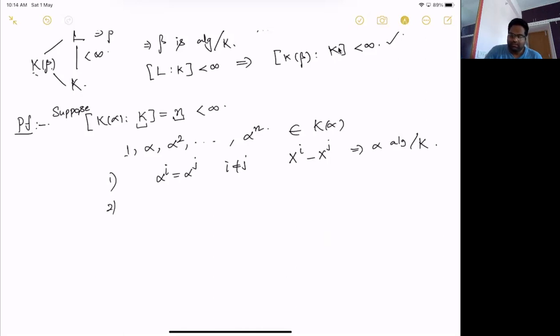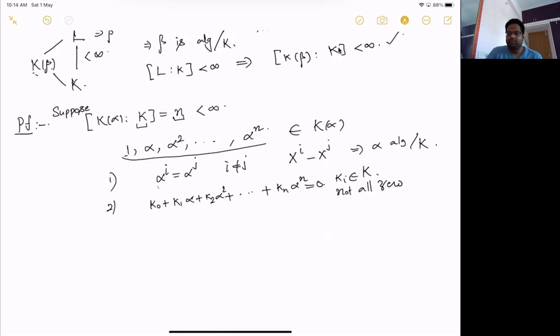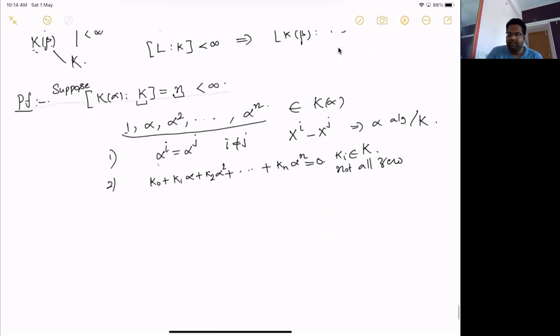Or else this is not true for any i and j, for any i not equal to j. And therefore, since you know that this set is linearly dependent, there exists some constants k0, k1 alpha, k2 alpha squared, plus kn alpha to the power of n, where ki belongs to k and not all 0, which is equal to 0. So that is the definition of linear dependence.